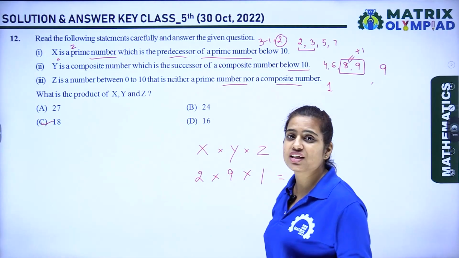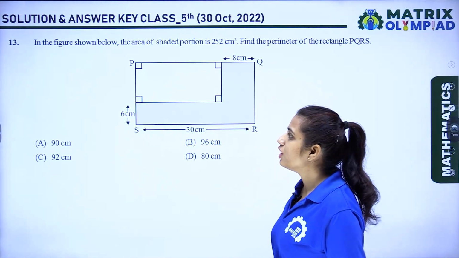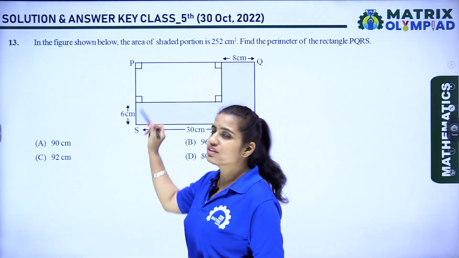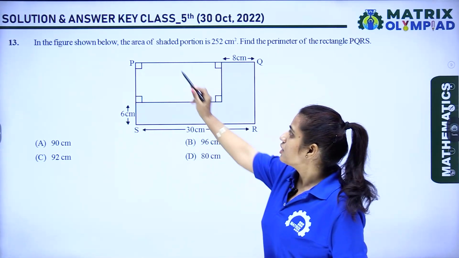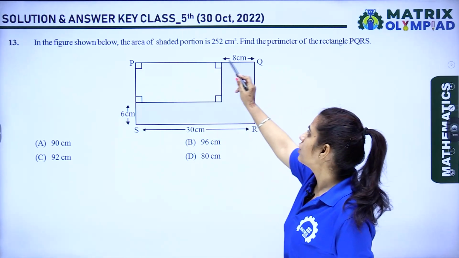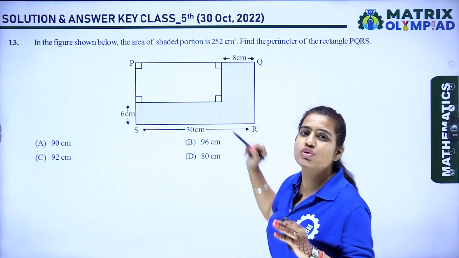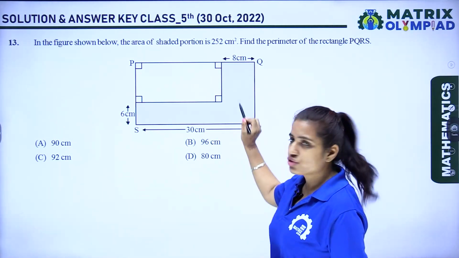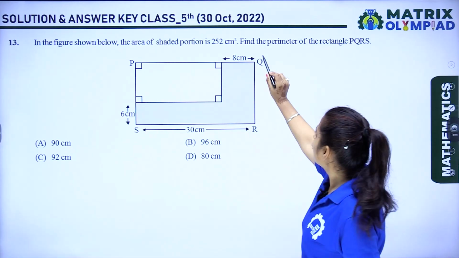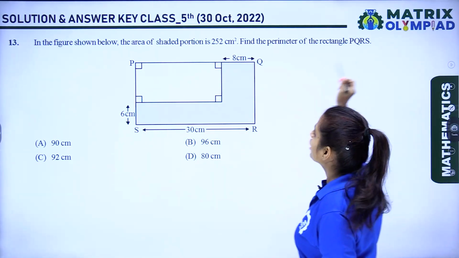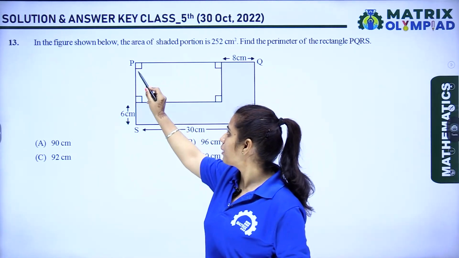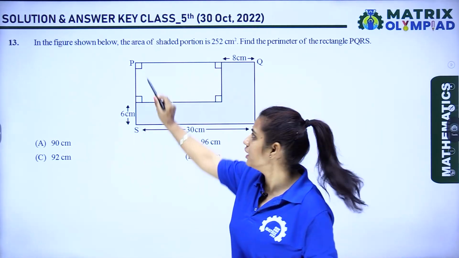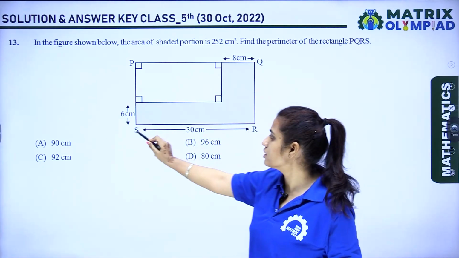Now let's begin with the next question. Question number 13. In this question, the figure is given to us. The area of the shaded portion is 252 centimeter square. So we are given the area of this shaded portion. Now find the perimeter of the rectangle PQRS. We have to find out the perimeter of this big rectangle, that is PQRS.